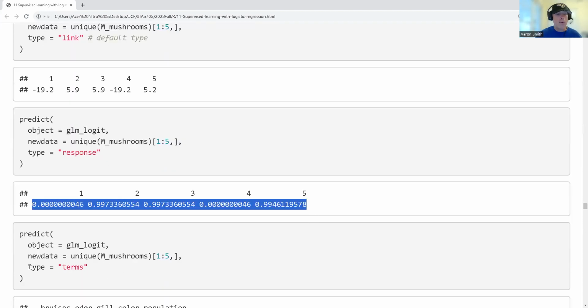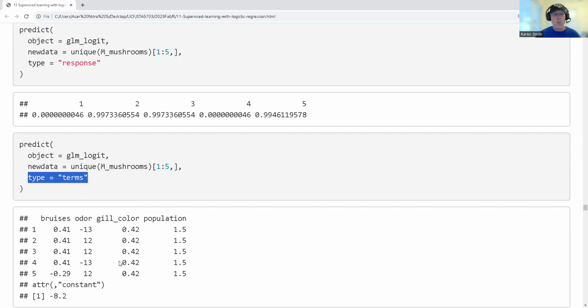I also have the option of putting type equals terms. What this is going to do is that for each predictor variable, each row and each column, it's going to say what each predictor variable contributed to that log odds.